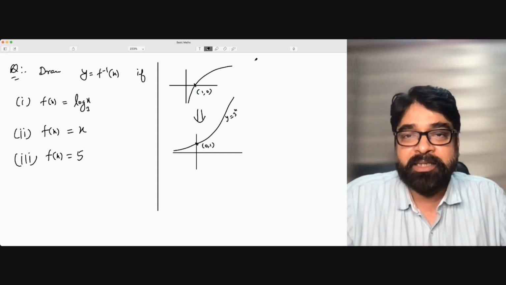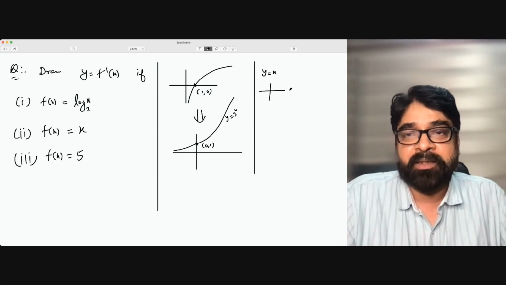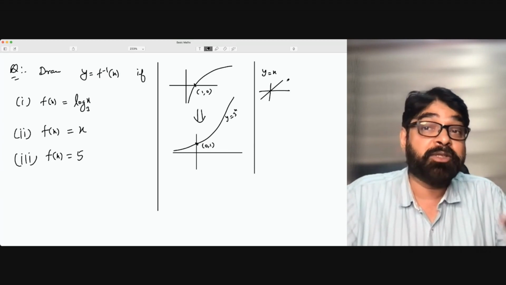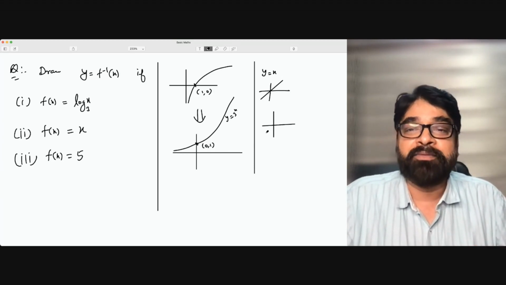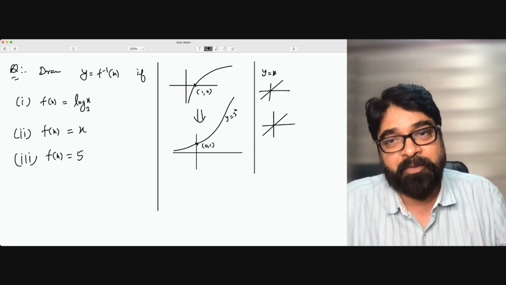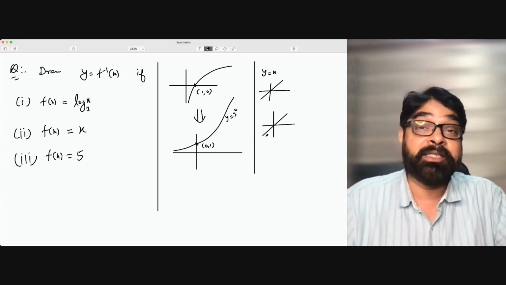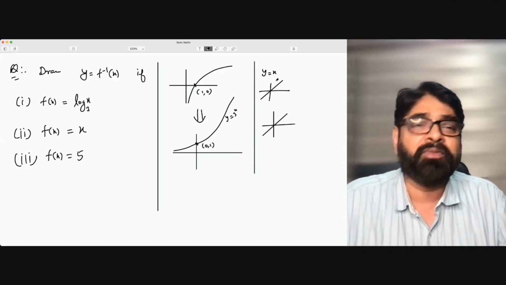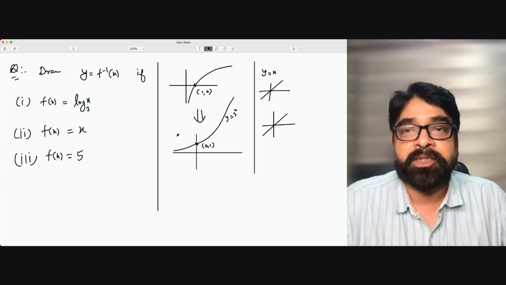Y equal to x, the second part of the question. The y equal to x graph is this. Everybody knows it? Select the portion, completely. Turn the page, rotate the copy. You will get the same graph, because y equal to x is the function whose inverse and function are both the same. So if I'm asking, give me an example where f x and f inverse x are the same, you say y equal to x. Not only y equal to x, y equal to 1 by x and so many other functions are there. Did you understand my point?